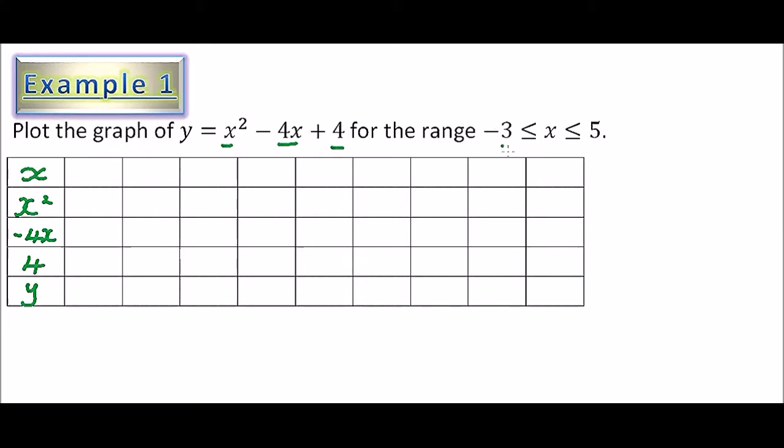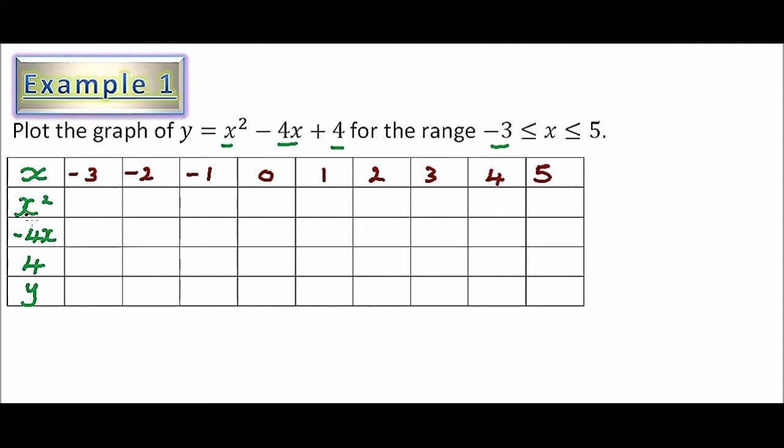Then from our range which we have been given, we are told x ranges from minus 3 to 5. So we will put our values of x here. We start with minus 3. We go to minus 2, minus 1, 0, 1, 2, 3, 4, and 5. So that is the range.